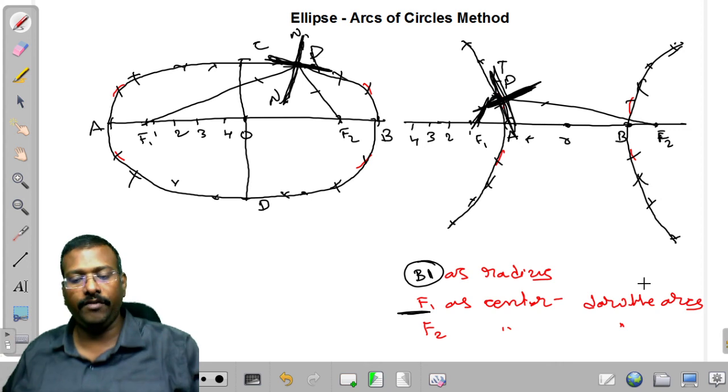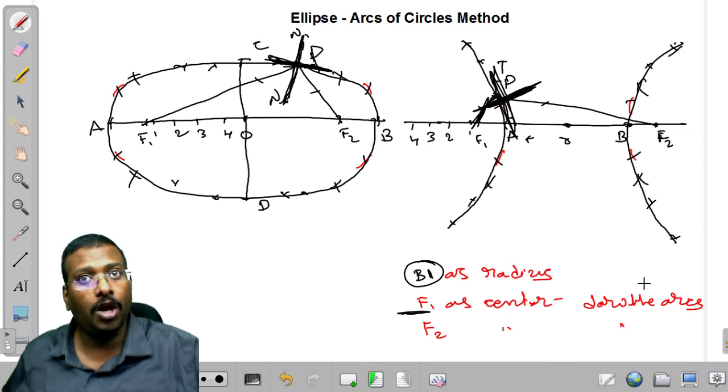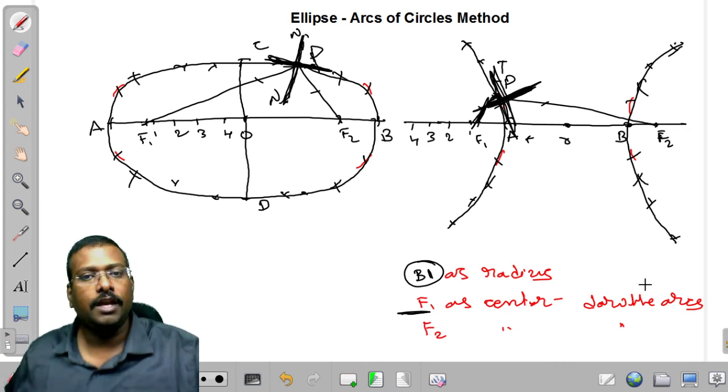So in the coming videos we'll check out the oblong method of constructing an ellipse.